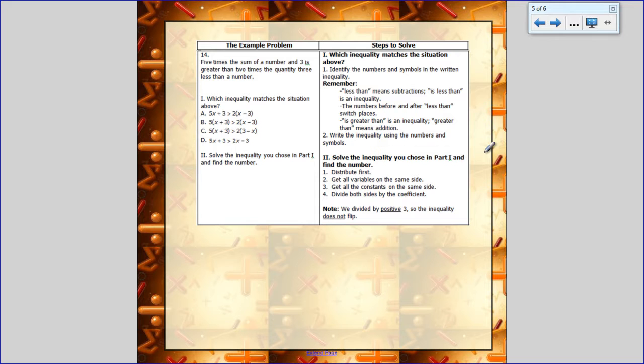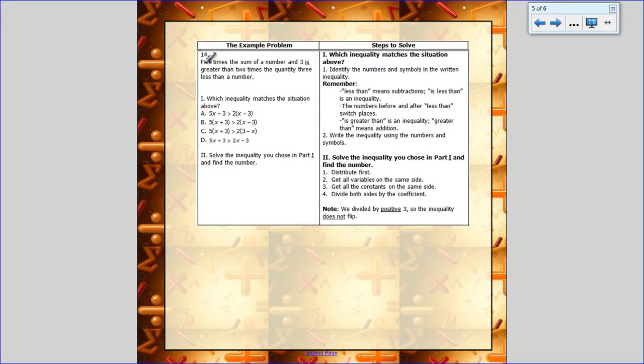The numbers before and after the word less than switch places, because remember they're flip-flop words. And then the words is greater than means we have an inequality, so we have to write our greater than symbol. And if it just said greater than, then it means we would have to do addition. So we're going to write our inequality using the numbers and symbols.